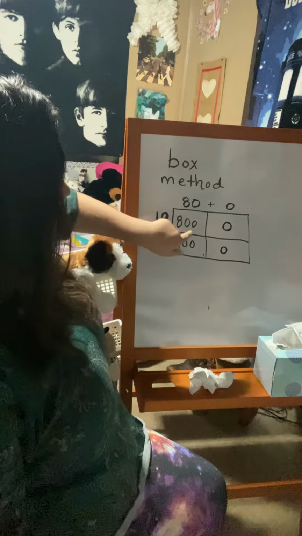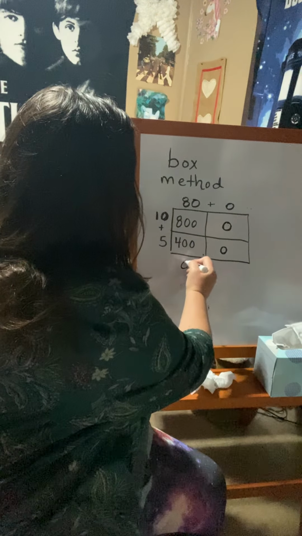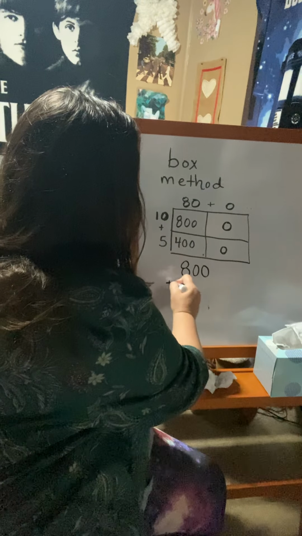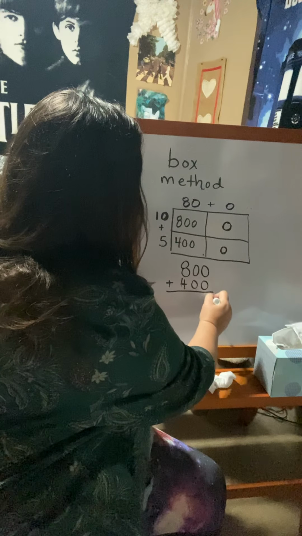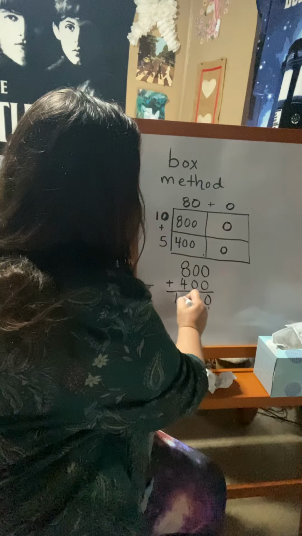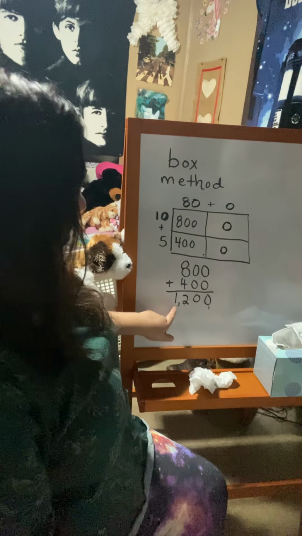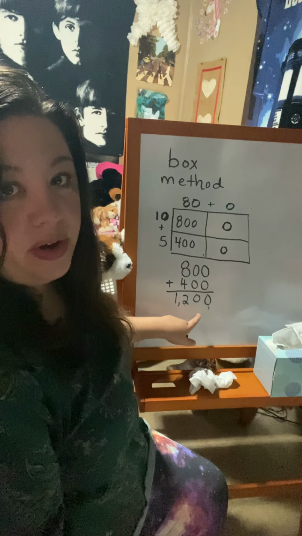So then you add in all the numbers you got from those boxes. So we have 800 plus 400. 0 plus 0 is 0. 0 plus 0 is 0. 8 plus 4 is 12. Put in the comma. And so your answer is 1,200, or sometimes we say 1,200.